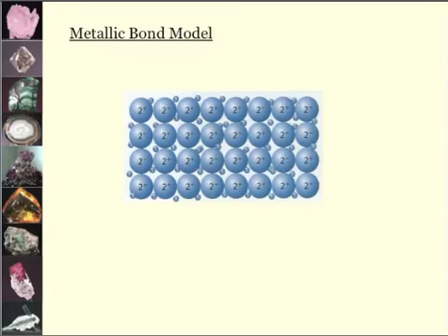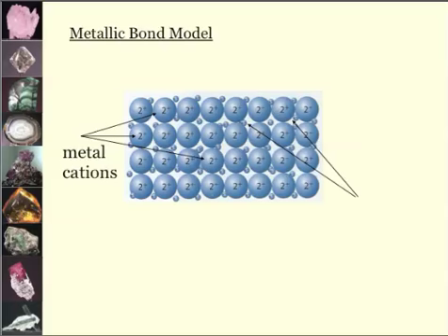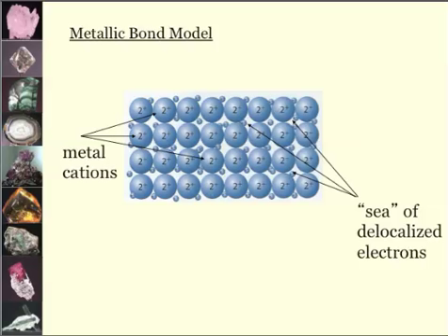Okay, so here we've got our depiction of a metallic bond model. Okay, here are our metal cations. So these are essentially the nuclei of our metal atoms. And then here we've got our sea of delocalized electrons. Okay, so these guys are just floating around, trying to satisfy the octet rule for various metals, but they're allowed to kind of float around in between all of them.